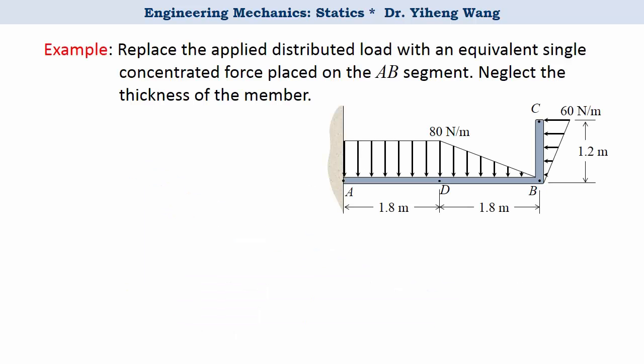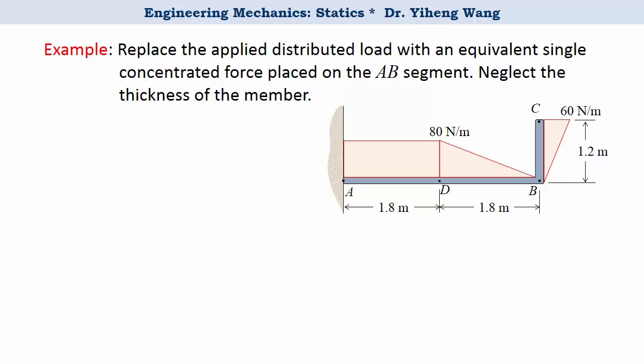In this example, we need to replace the applied distributed load on this member with a single force acting on the AB segment. Here, we have a uniform distributed load that takes the shape of a rectangle, a linear distributed load that takes the shape of a triangle, and another linear distributed load, again taking the shape of a triangle. Because the shapes are regular, we can easily determine their resultant forces by calculating the area under the curve.